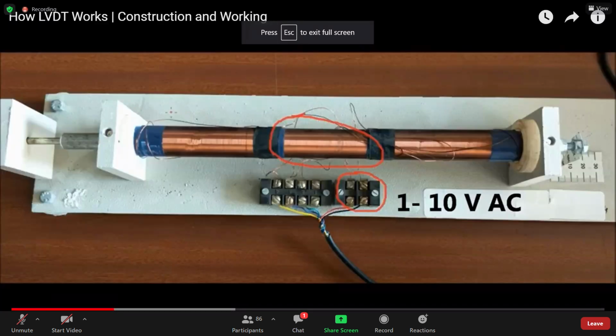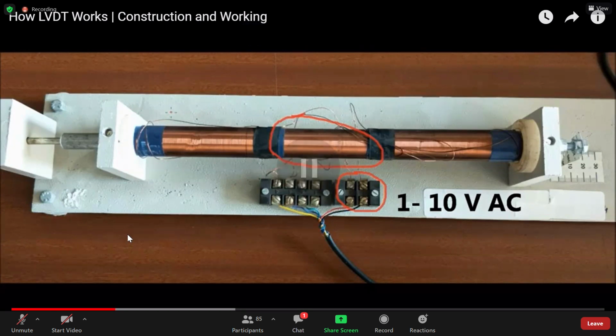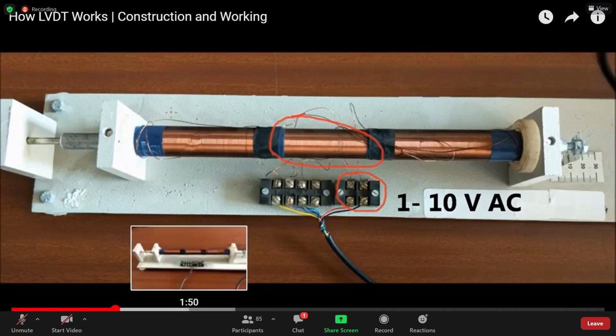And this is another video to understand the LVDT. Students, this is our primary coil. This is our secondary one coil. This is secondary two coil, and here we have connected input voltage for the primary.